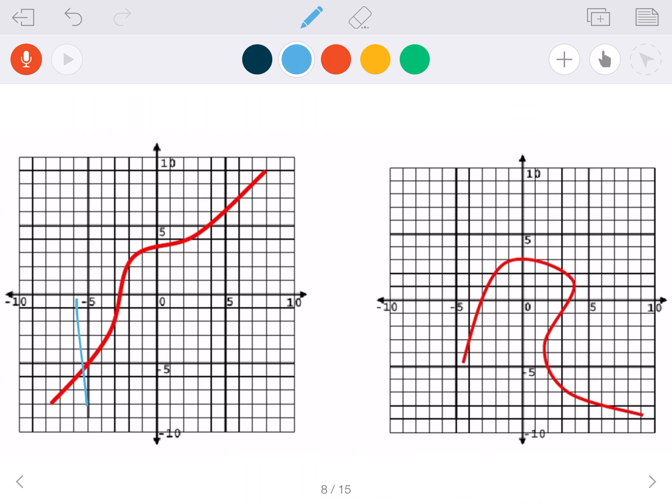On the left, it passes the vertical line test, so it's a function. On the right, it does not. Some of these vertical lines will hit it in more than one place, so not a function.